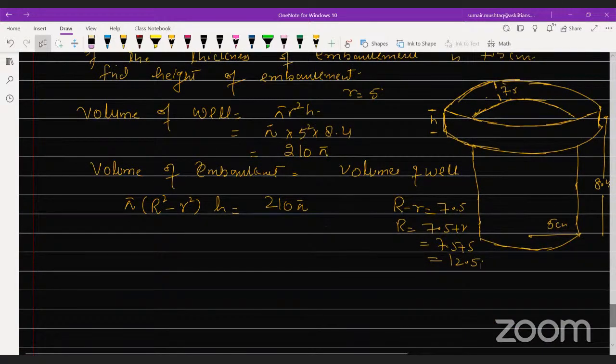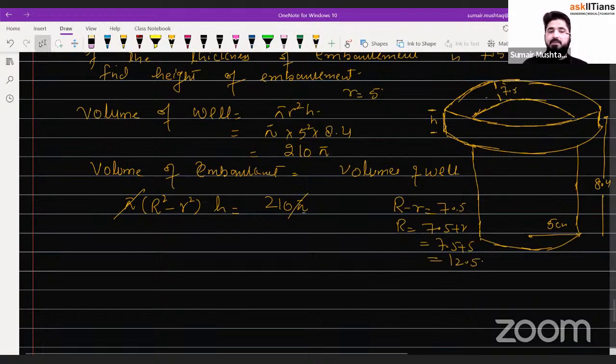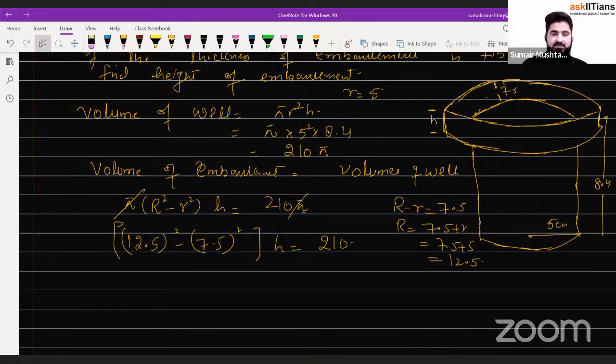Okay. Now give the values. You can cancel out pi and pi here. This is 12.5 whole square minus 7.5 whole square into h is equal to 210. What is 12.5 whole square? That is 156.25 minus, what is 7.5 whole square?